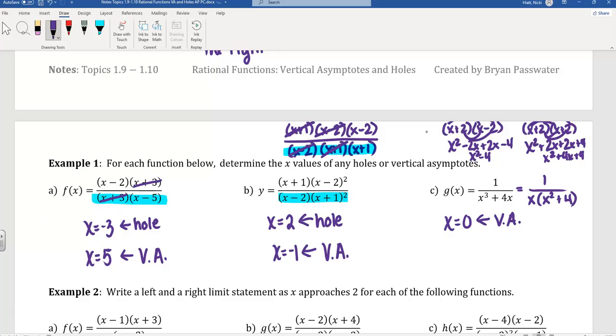So what I can do for this x squared plus 4, since it won't factor, is I could say x squared plus 4 equals 0 and try to figure out what would give me 0 here. If I subtract 4, x squared equals negative 4, then what do I have to do? Square root. Uh-oh. What's wrong with that? Can't square root a negative. I'm going to get an imaginary number for this. Imaginary numbers don't show up on the graph, so that's not going to be a hole or a vertical asymptote. So you get nothing from that. There's only a vertical asymptote at x equals 0.